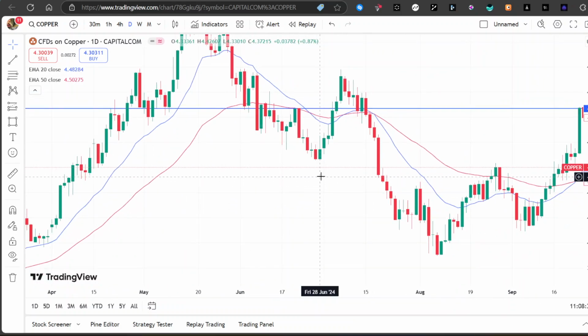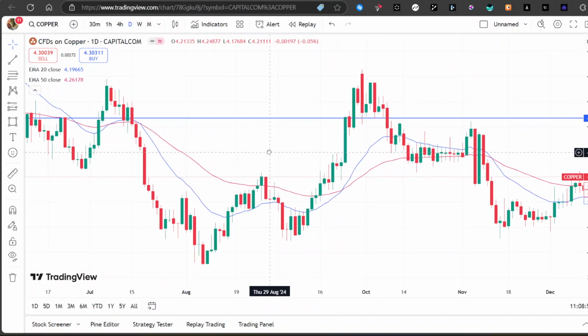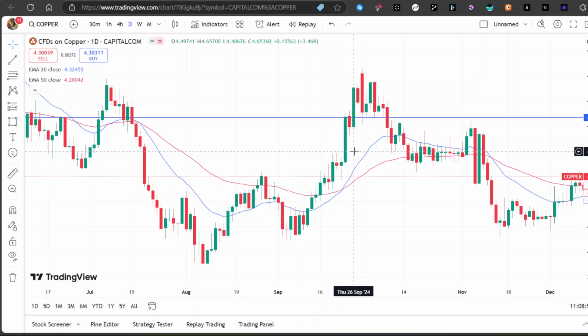Now, before we wrap up, let's summarize some key points. Copper trading requires a blend of fundamental analysis, technical insights, and a robust risk management plan. By understanding the underlying economic drivers and utilizing technical tools, you can develop a clear trading strategy tailored to copper and the broader forex market. Always keep an eye on market sentiment and adjust your approach as conditions evolve.